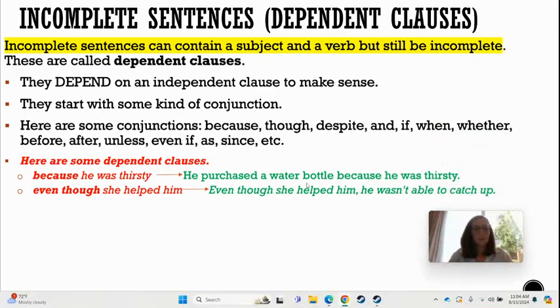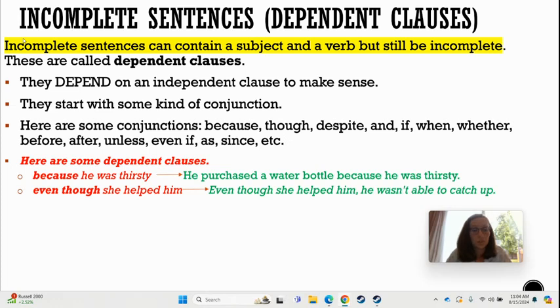We're going to get a little bit more complex here. Incomplete sentences can contain both a subject and a verb, and maybe even an object, and be really long and still be incomplete on their own. In those cases, if you have all of those things, but the thought can't stand alone, that's probably because it's a dependent clause. Dependent clauses depend on another thought in order to make sense. They start with some sort of a conjunction, and again, the thought isn't finished. That's the easiest way to think about this.